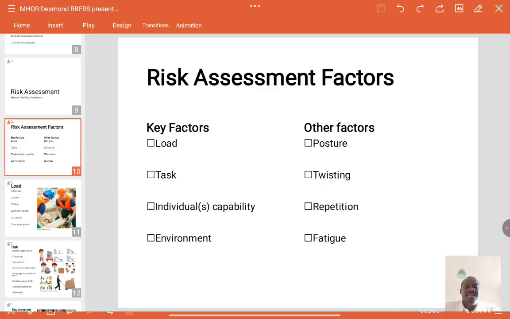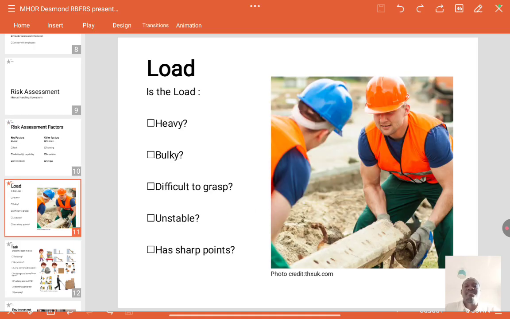There are other factors when you are undertaking manual handling. Some of these factors include posture, twisting, repetition, fatigue, and a whole lot of them that we will take a look at when we are looking at the next slides. So let's look at it one by one. And the first one is the load. So whenever workers are undertaking manual handling operations, they need to underline or ask themselves key questions.